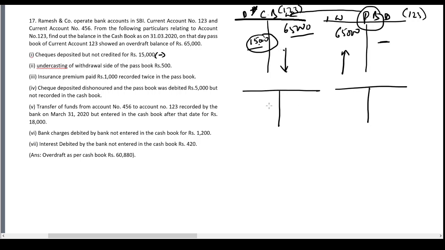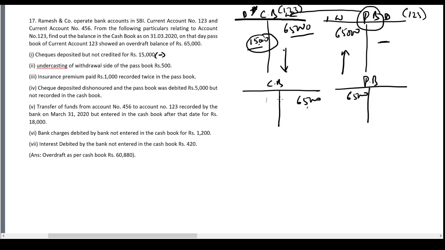Undercasting of withdrawal side of the passbook rupees 500. I'll again prepare the working notes. 65,000. In the beginning we have to assume both the balances are same and then start solving the problem. Undercasting of the withdrawal side of the passbook by rupees 500.